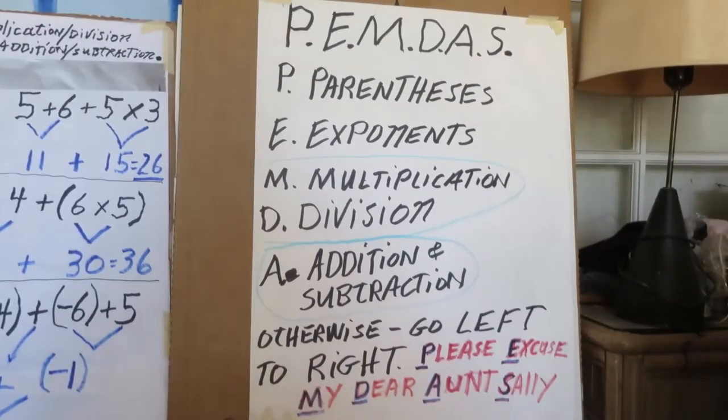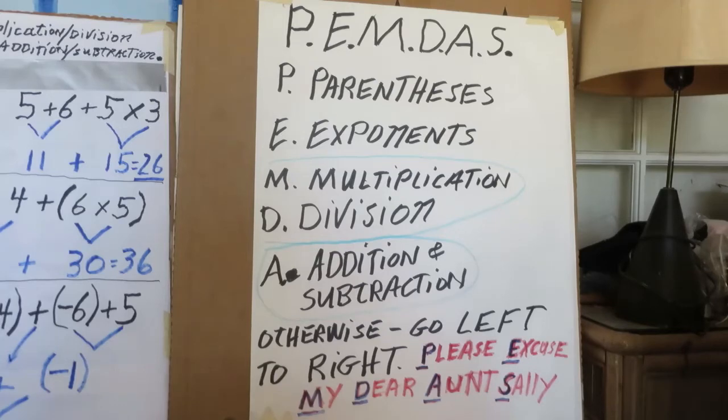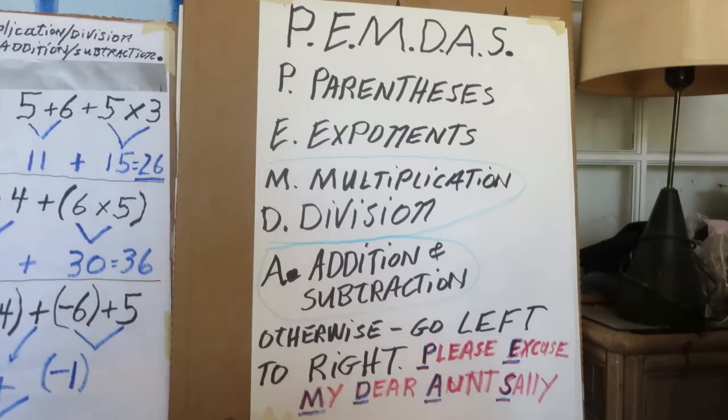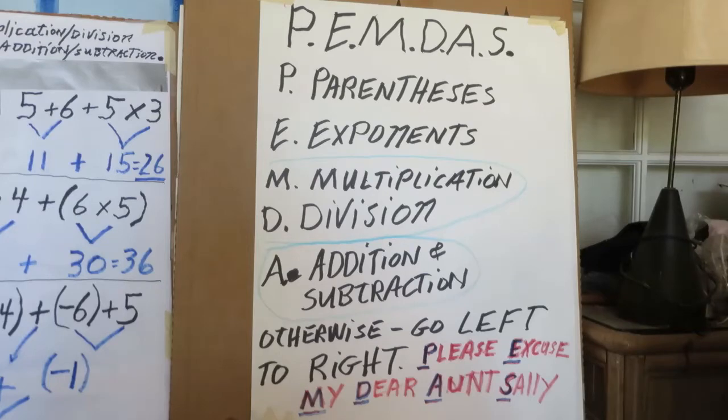Just another one of my scary posters. You can see it says PEMDAS at the top, and each of the letters stands for a word. Parentheses, exponents, multiplication, division, addition, and subtraction. So that's the official order of operations. When you simplify a problem, such as we have been doing, you start by doing what's in the parentheses first. So that's the P is parentheses.